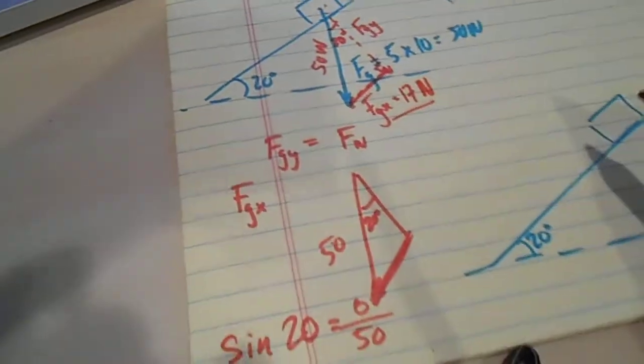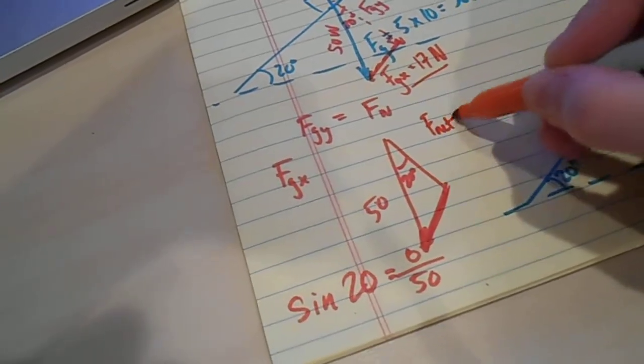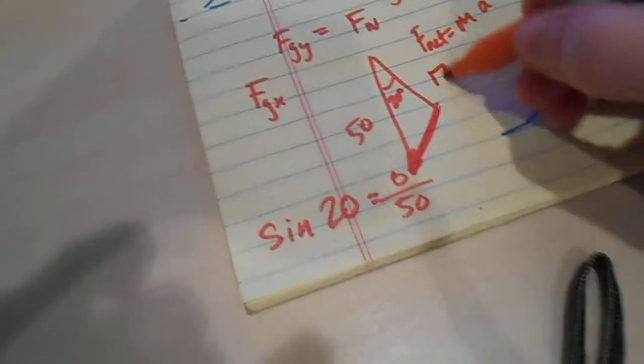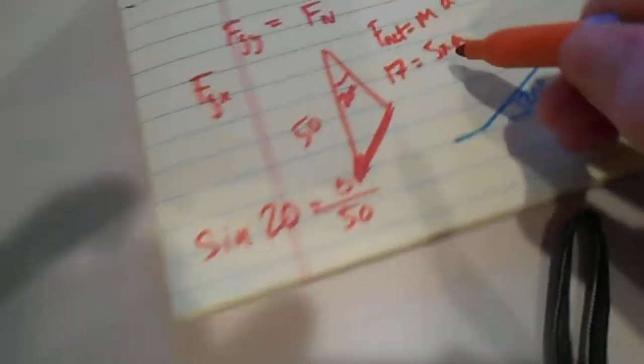So we're going to use Newton's second law in the x direction here and do F net equals m times a, and this is acceleration of the block in the x direction. So 17 newtons is equal to, well, our block's mass is still 5, and I can figure out the acceleration by doing 17 over 5. And that will tell me just how much this block accelerates down the ramp. And remember, this is without friction.